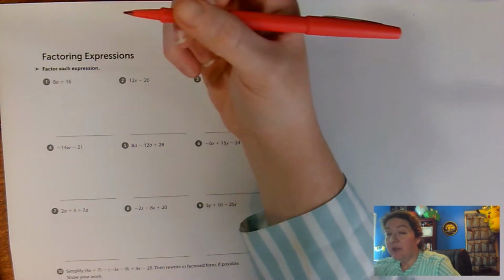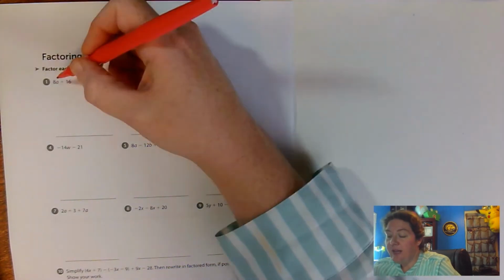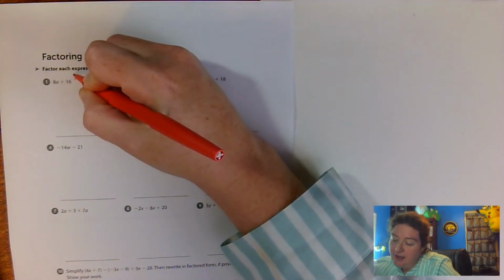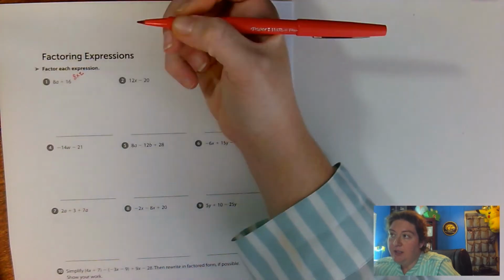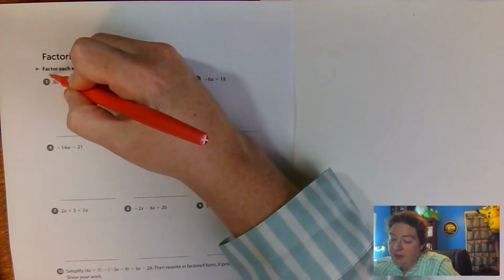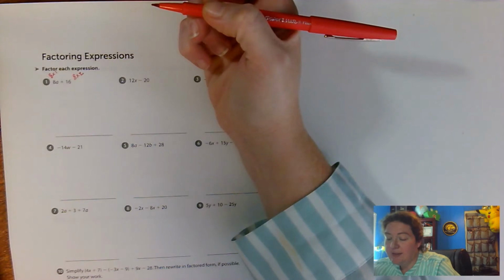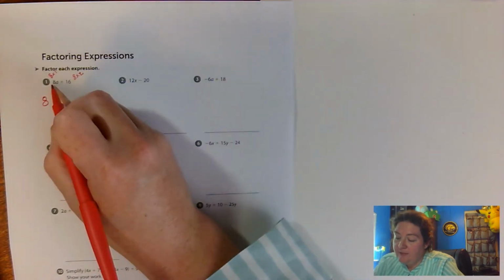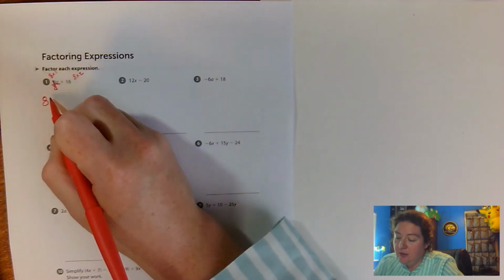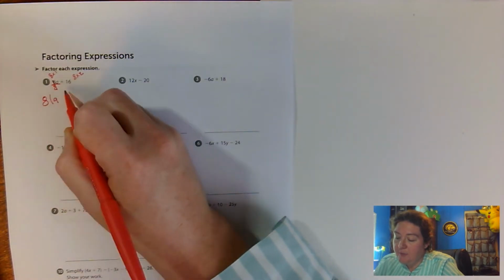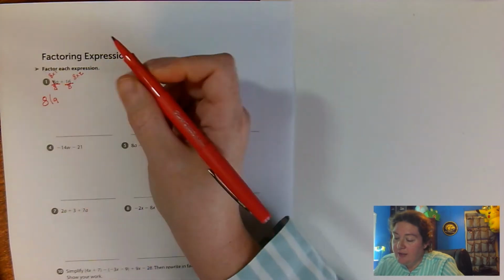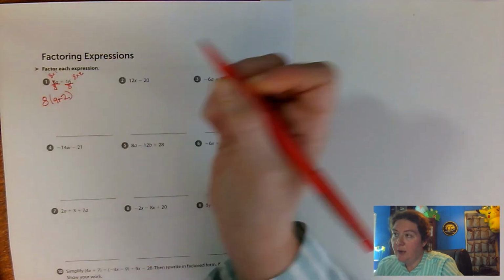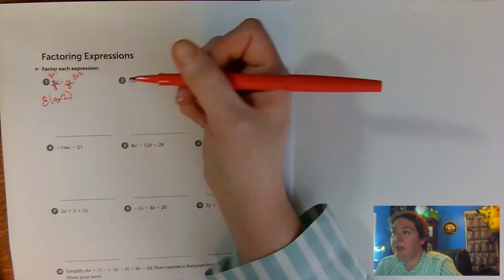Well, because I know my multiplication facts, I know that there's an 8 in common. If I say 8 times 2, I'm going to get 16. And I know that 8 times 1 is going to give me 8. So I'm going to pull the 8 out. And if I divide this by 8, I'm going to be left with a. If I divide this by 8, I'm going to be left with 2, and that's going to be a positive 2. So that's my answer.